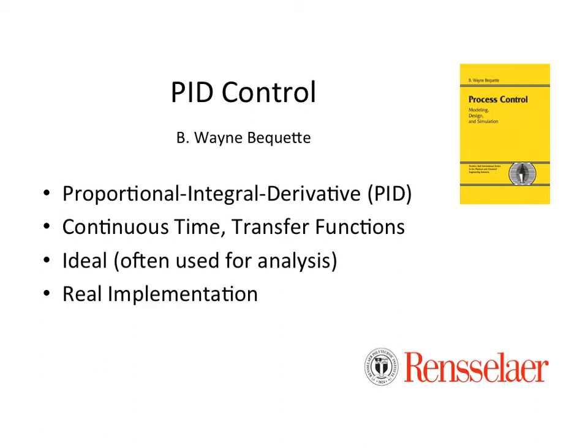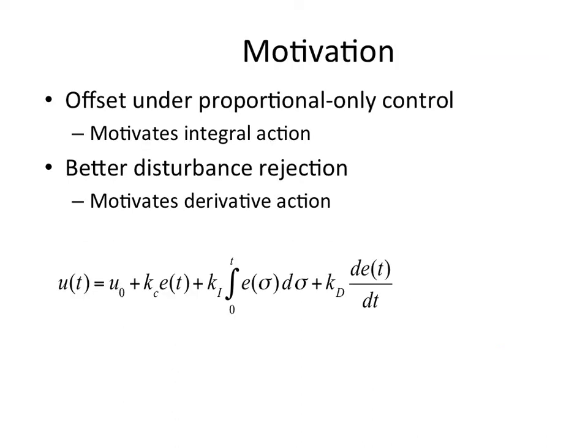This screencast is focused on PID control, starting out with the ideal formulation and then deriving the real versions that are used in practice. The motivation for the integral term is to remove offset that occurs when you have a proportional only control, and the motivation for the derivative term is to have better disturbance rejection.